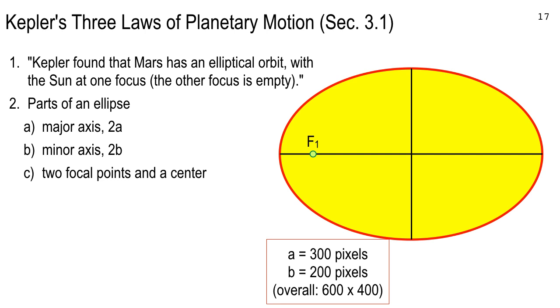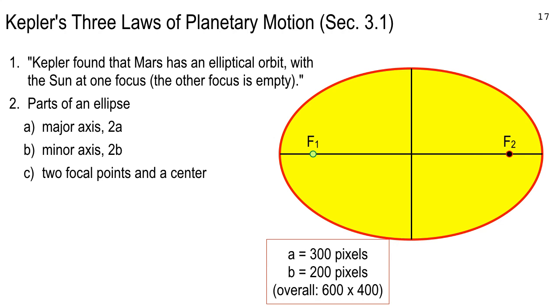Now the other one is symmetrically placed over here. All right, so they're the same distance left and right. They're on the major axis, and they're the same distance from the center. So they're symmetric on the major axis. All right, and I didn't put a dot for the center, but you can see that for yourself.